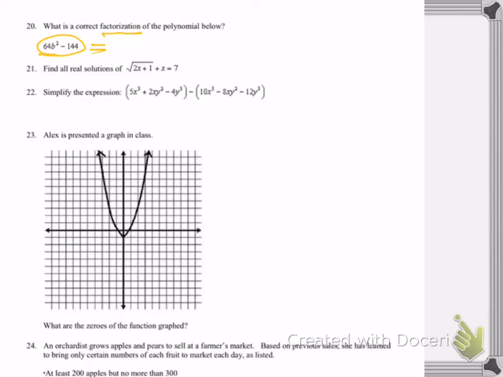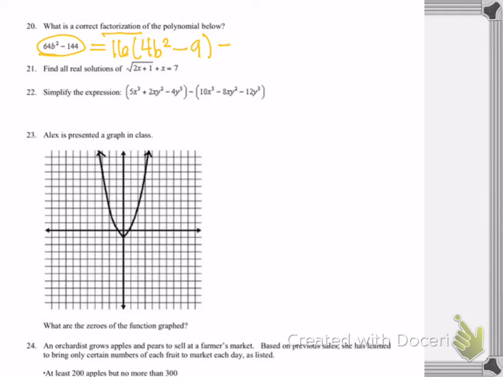What can I divide both of these things by? The answer to that question is a lot of things, but the greatest thing I can divide both of them by is 16. So I'm going to have 16 times 4b squared minus 9. Now I notice that this is a difference of squares, which means 4b squared is something squared, and so is 9.